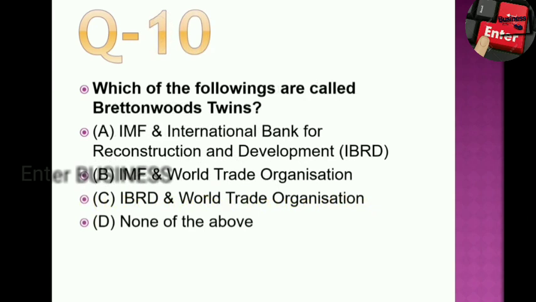And the 10th one is, which of the following are called Bretton Woods schemes? Option A, IMF and International Bank for Reconstruction and Development, IBRD. Option B, IMF and World Trade Organization. Option C, IBRD and World Trade Organization. Option D, none of the above. So the correct answer is option D, none of the above.